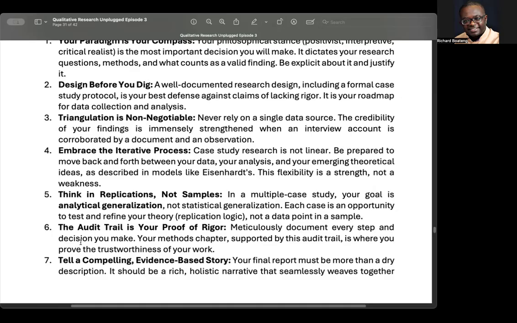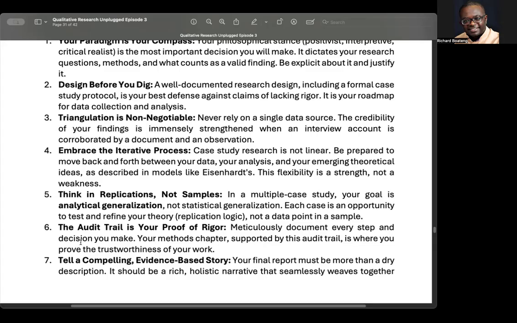Fifth, think in replications, not samples. If you're doing a multiple case study, remember your goal is analytical generalization to theory, not statistical generalization to a population. You select cases strategically to test and refine your emerging theory, following that replication logic. Each case is a test, not just a data point.